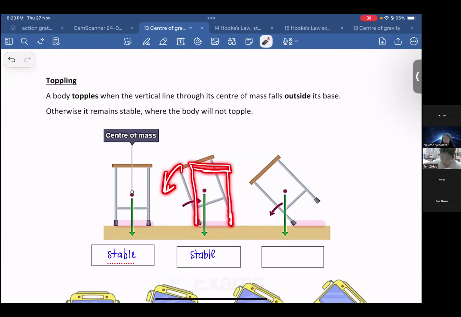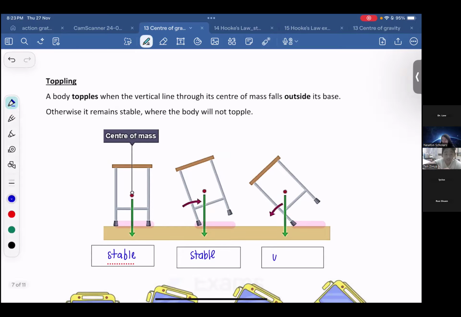It won't topple. But for the third case, can you see that here is the base, but the vertical line passing through the center of mass is already out of the base? So for this case, the chair will surely topple. So in this case, you write down unstable.